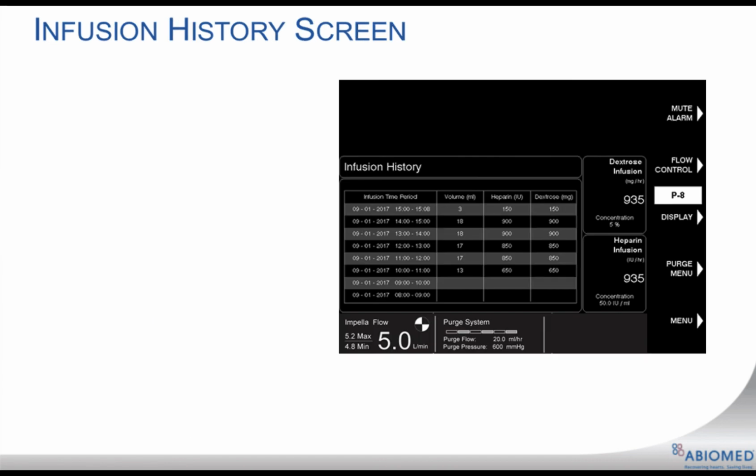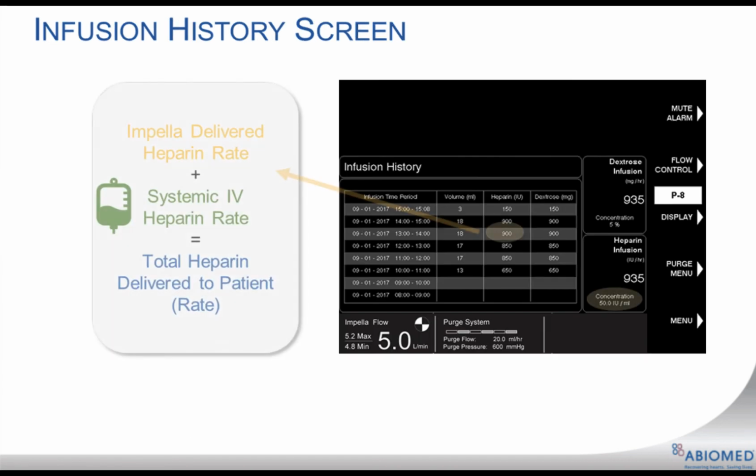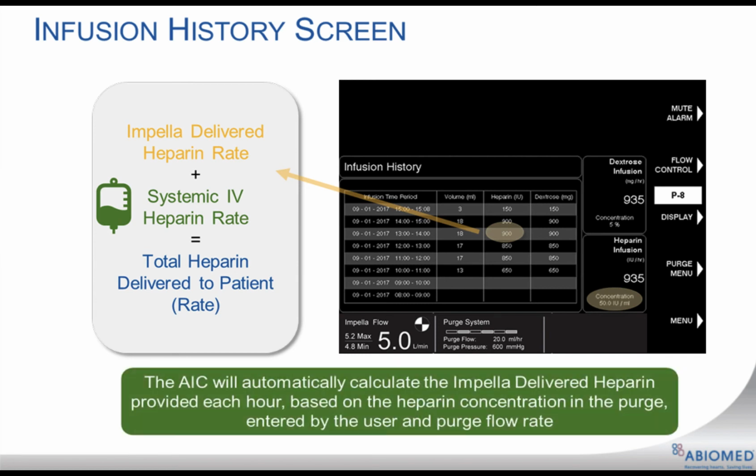The infusion history screen displays the infusion volume as well as the amount of heparin and dextrose delivered each hour. This is calculated based on the concentrations that are entered by the user and the purge flow rate. The current time period is displayed at the top of the list. The calculations begin when the case start procedure is completed and the flow rate is greater than 0 liters per minute. It is important for the caretaker to account for the heparin being infused by the Impella system into the total heparin patient dose.